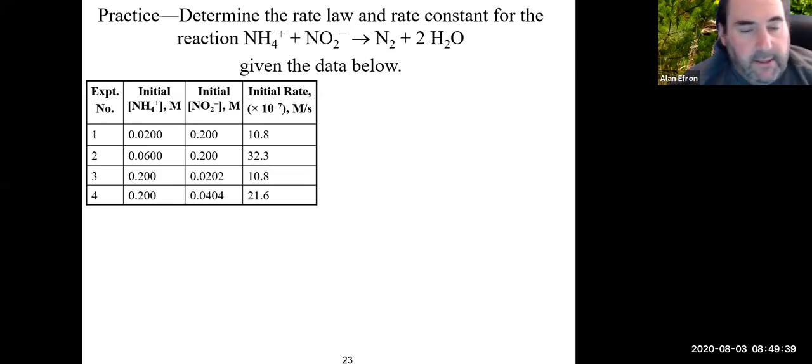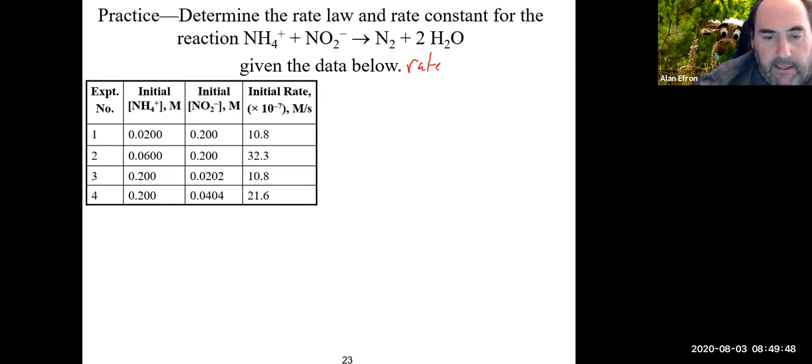Okay, so let's take a look. So same approach here. We're trying to find the rate law. So we could start with just the generic one here, which is the rate is equal to K. Again, just our reactants involved. So our NH4 plus to the X and our NO2 minus to the Y.